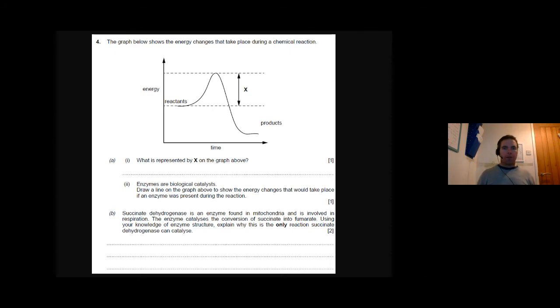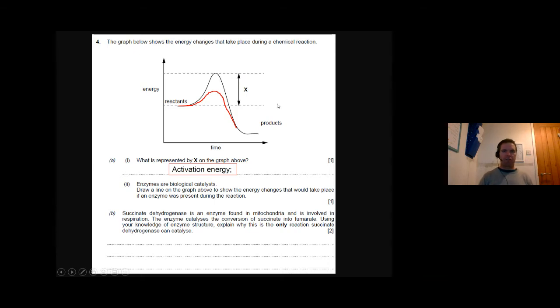Okay. Right, so it's quite nice really, this. Look, they're asking about what's represented by X on the diagram. Well, look, it's a very typical graph that we've just seen of reactants versus products, and X there is our standard activation energy, so you should be quite comfortable with that one. It says enzymes are biological catalysts. Draw a line on the graph to show how the energy changes would take place if an enzyme was present. Well, we just draw a lower activation energy. Anything lower than this peak there would be just about fine.